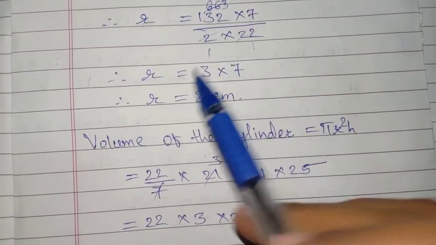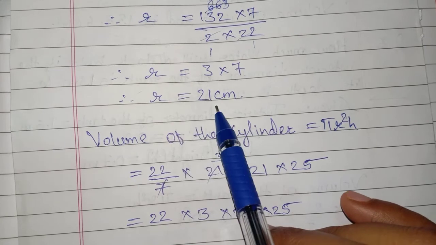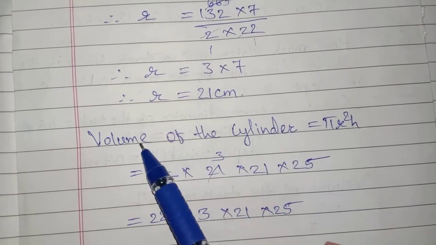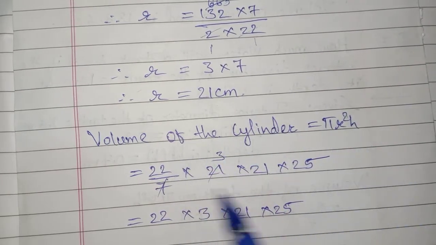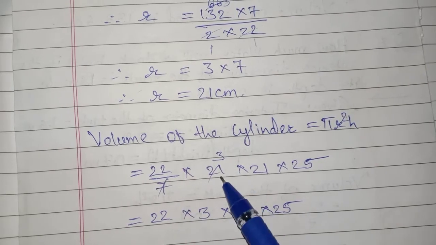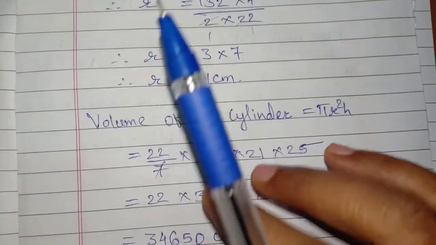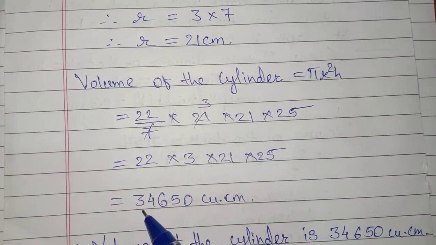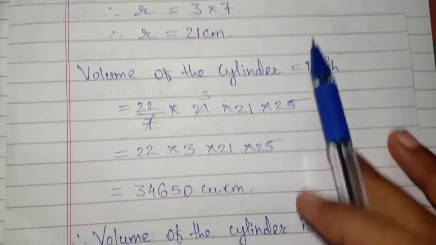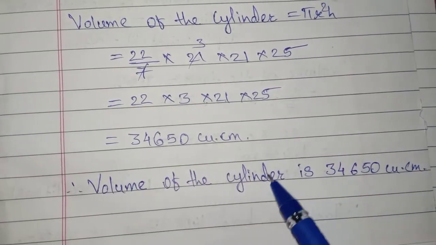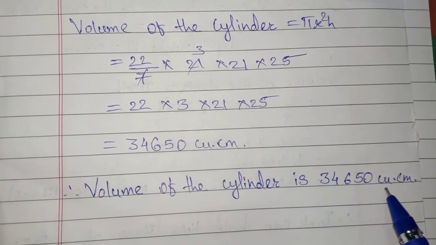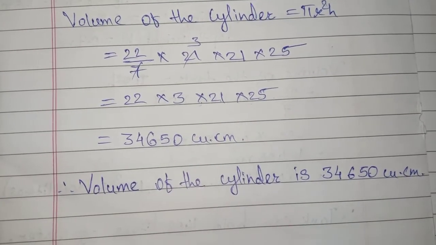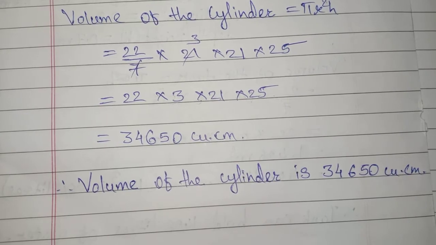Now you know the radius of the cylinder. Okay, and height is already given. So you can find out the volume of the cylinder. Then write the volume of cylinder formula, pi r square h. Substitute values. Here you will get 7 1s are 7, 7 3s are 21. So 22 into 3 into 21 into 25. So you will get 34,650 cubic centimeters. Therefore volume of the cylinder is 34,650 cubic centimeters. Children, in this way we have completed practice set 16.3 and this lesson is also over.